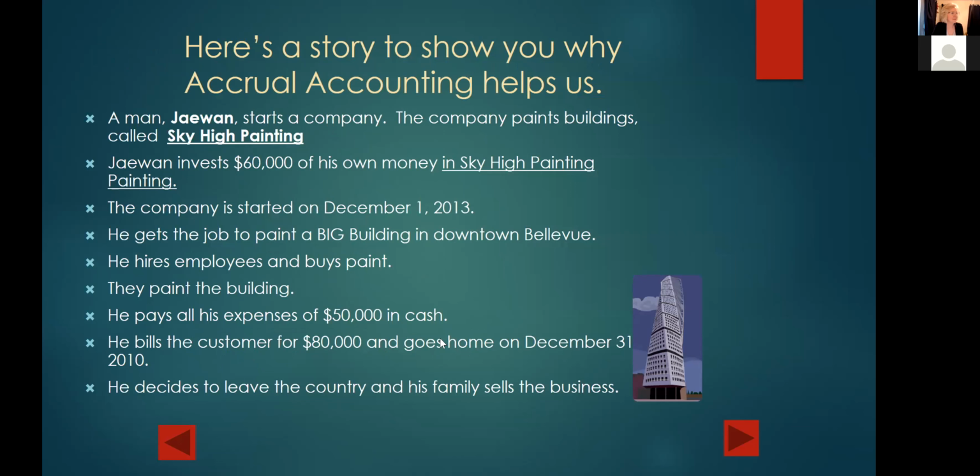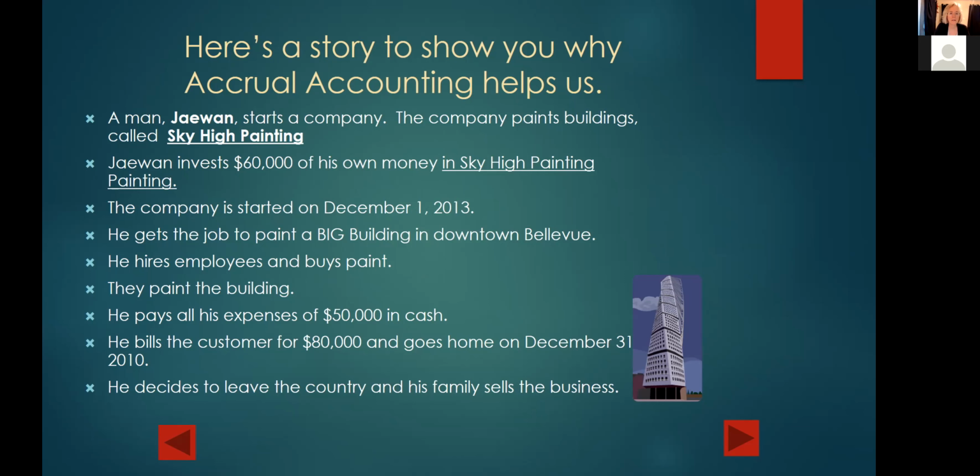A man starts a company. It's a painting company. He paints buildings, called Sky High Painting. The company is started in the last month of the calendar year, and he follows the calendar year for his fiscal year. You know, companies get to choose. They don't have to do the calendar year as their fiscal year. Like in education, our year ends June 30th. It starts July 1st. So it's more like the academic calendar.